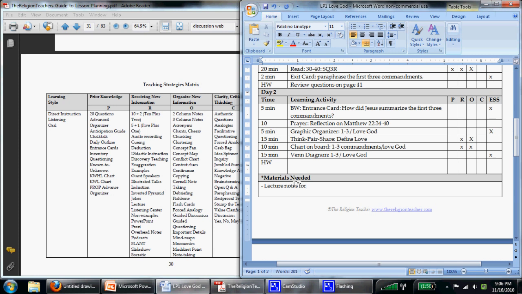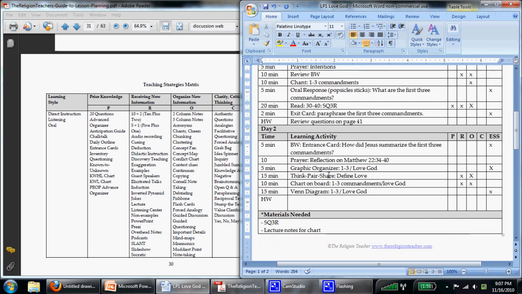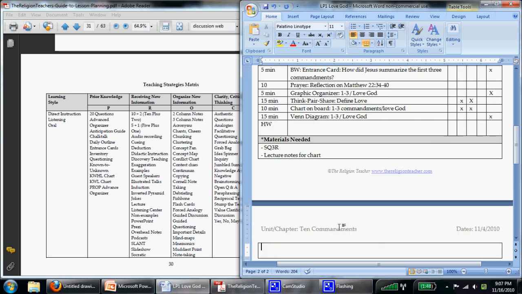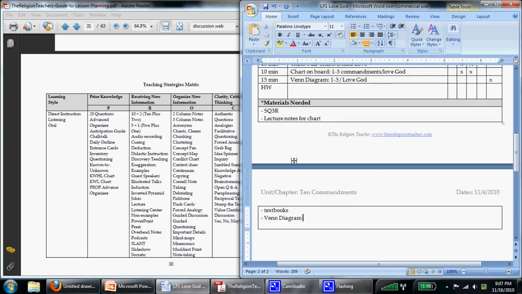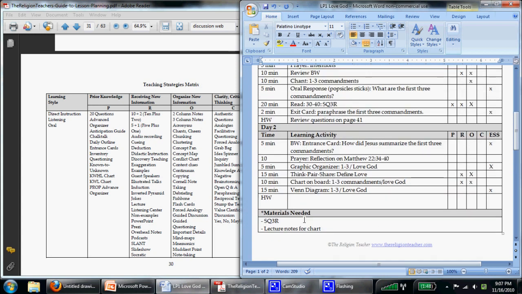for the chart. We also want to make sure we have a copy of the SQ3R guided notes. Let's see, what else did we miss? Textbooks, of course, and Venn diagram, or you can have them create this on their own. So that'll be a nice reminder for you to make sure you have these materials prepared and ready for when you have the lesson.